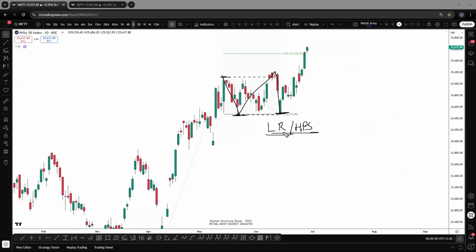Why is this low risk? Because the move after this is guaranteed to be fast. It is guaranteed to be fast. Why is it a high probability setup?